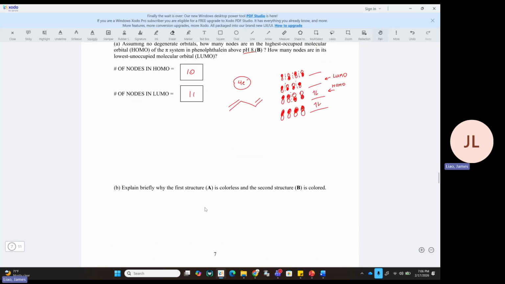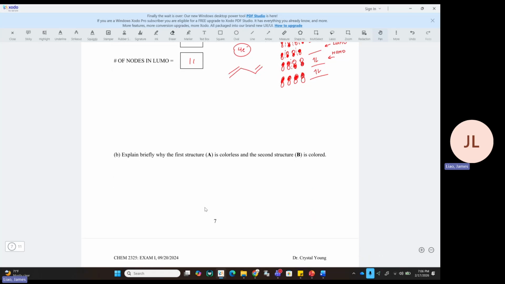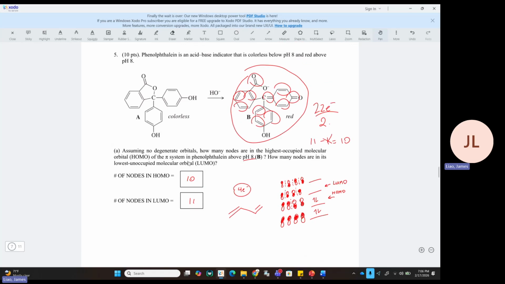All right. So then the second part is asking us to explain briefly why the first structure is colorless and the second structure is colored. So it's basically asking how it is possible for the same molecule to be colorless, while in the other case, when we put it in a basic condition, it becomes colored.